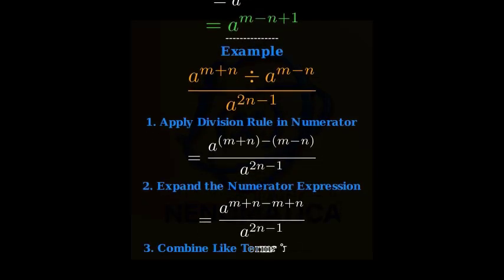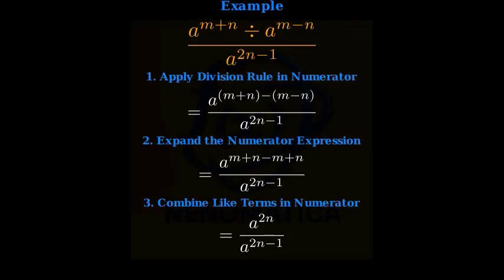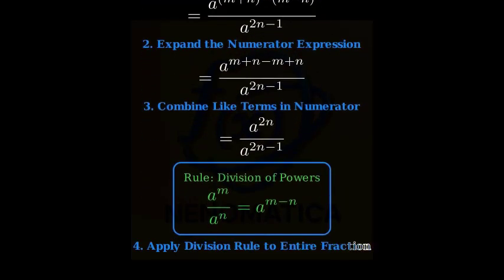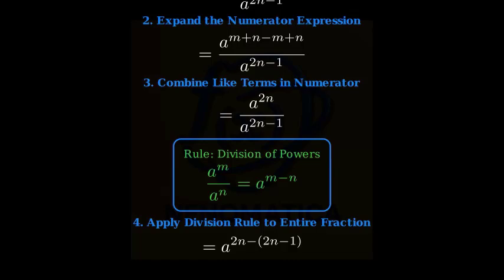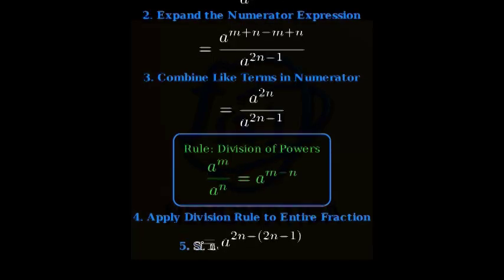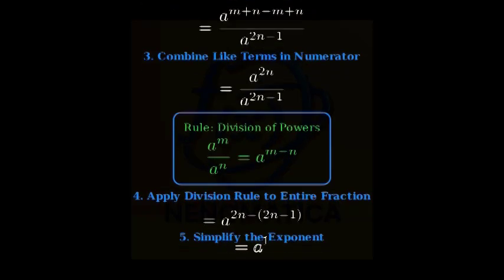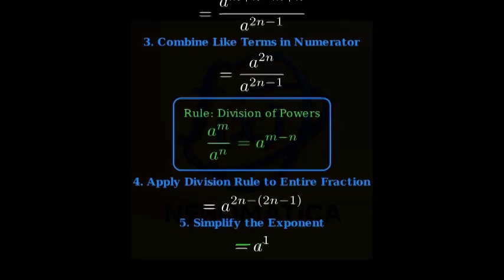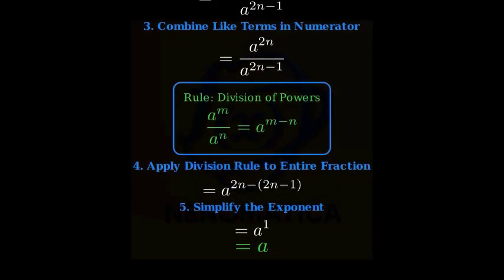Let's expand the expression in the numerator. We get m plus n minus m plus n, which simplifies to 2n. Now, we apply the division rule again to simplify the entire fraction. We get a to the power of 2n minus 1. Let's simplify this expression. We get 2n minus 2n plus 1, which equals 1. Therefore, our final answer is simply a, since a to the power of 1 is just a.